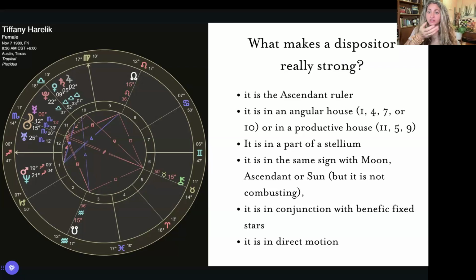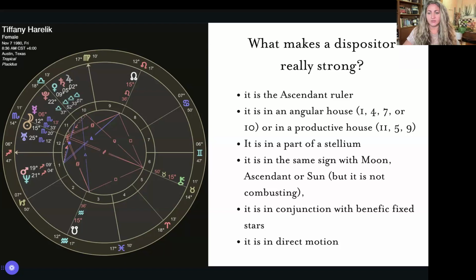Yes. And my chart's a good example of that. Okay. It's the ascendant ruler. Mine's not, right? Jupiter rules my ascendant. Is it in an angular house? Yes, mine's in the 10th house. Is it part of a stellium? Yes, it is. Mine's part of a little Libra stellium over here.